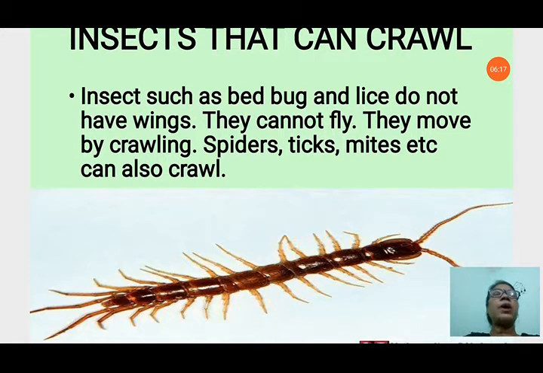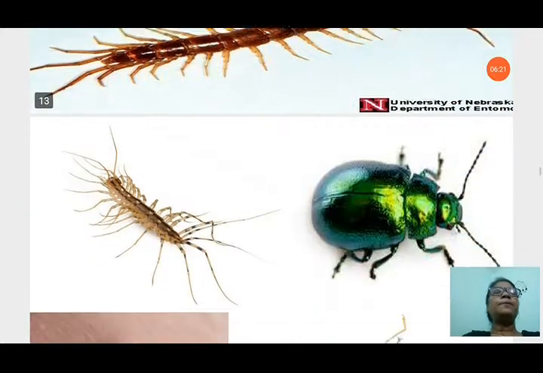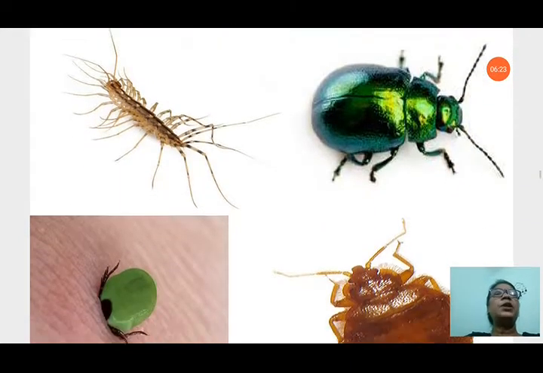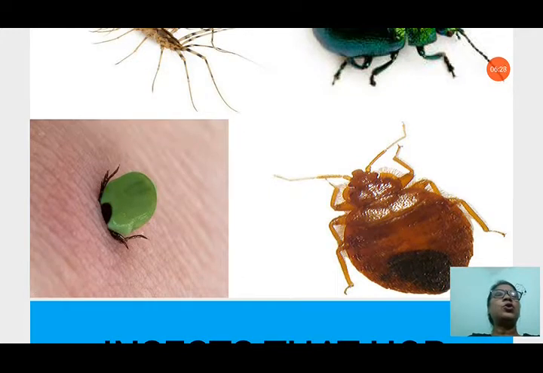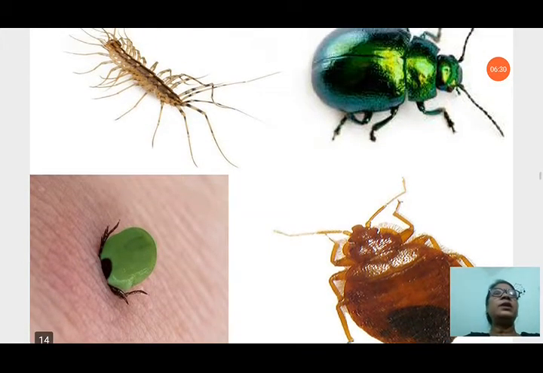Spiders, ticks, mites, etc. can also crawl. So, their movement is crawling. You can see here. Bed bug, mice and many insects you can see, lice also. They don't have wings, they can only crawl.